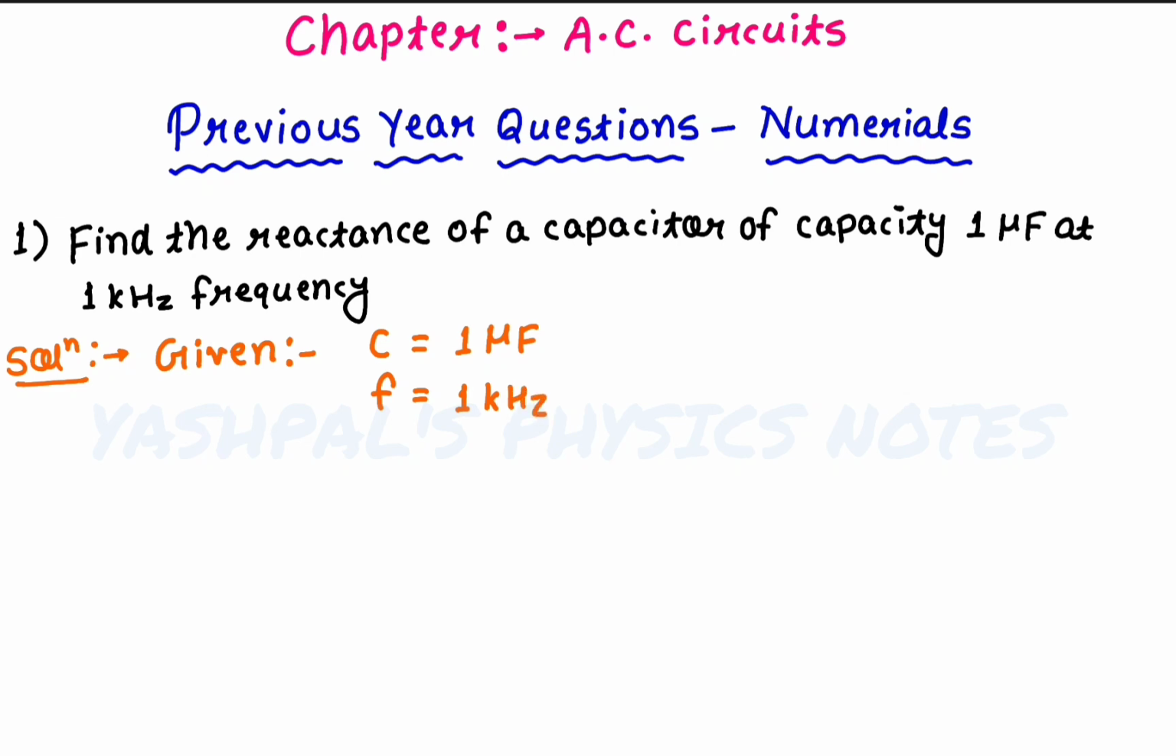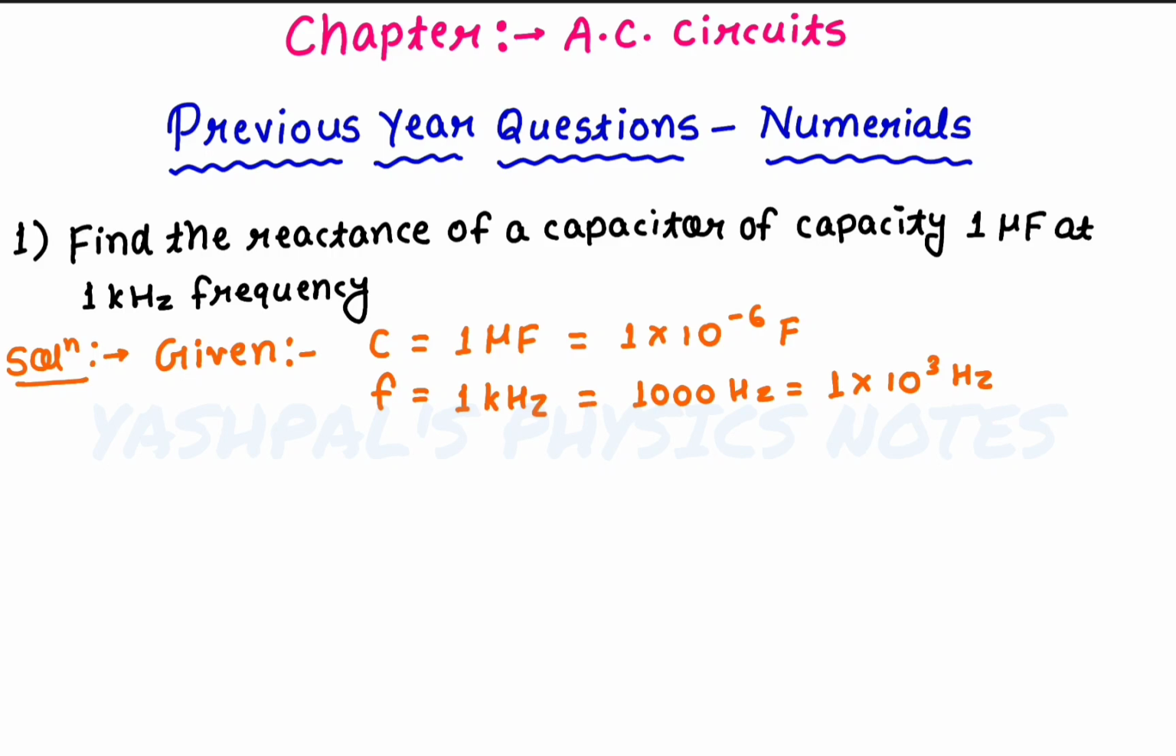Now here, what we are going to do? We are going to convert this microfarad into farad because it is a standard form. So 1 microfarad is equal to 1 into 10 to the power minus 6 farad. Similarly, 1 kilohertz is equal to 1000 hertz, which we can also write as 1 into 10 to the power 3 hertz. So this was our given data.